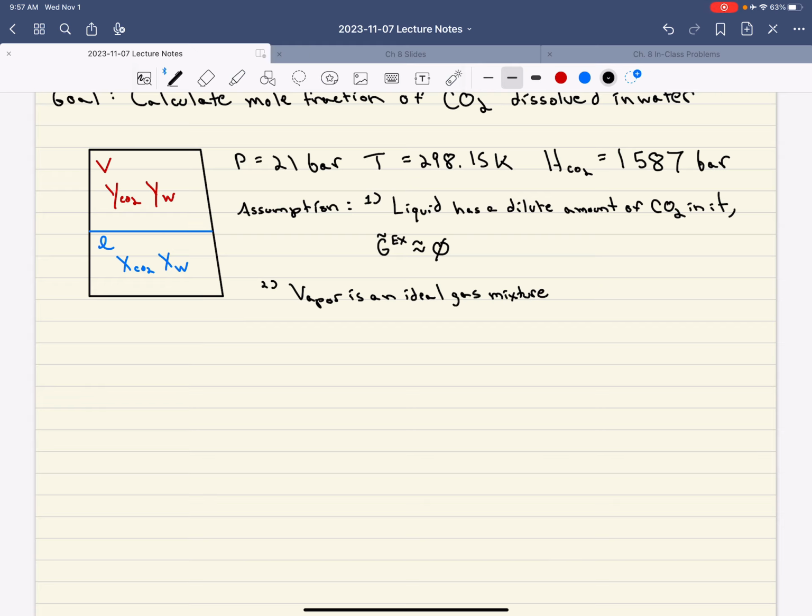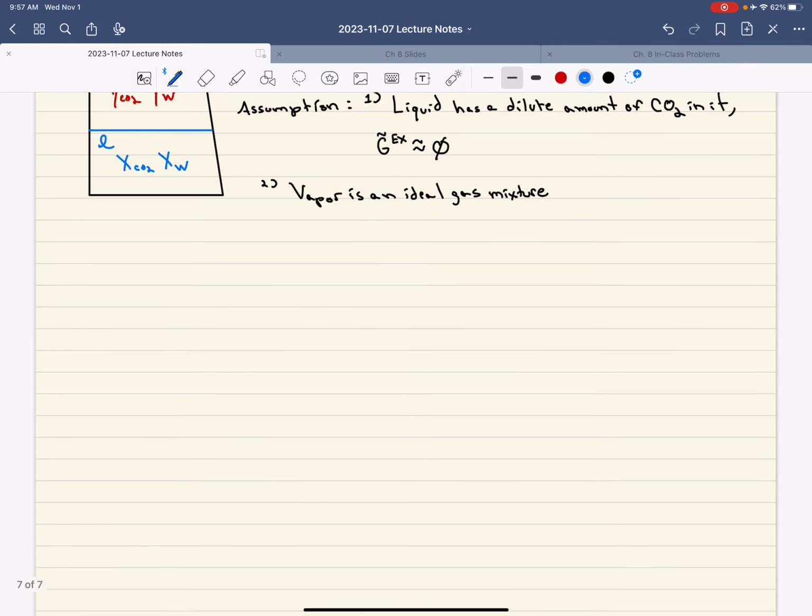What we want to do is develop a model that allows us to relate or calculate the mole fraction of CO2 that's dissolved in the water phase. To approach this problem, we're going to use our chemical potential framework and follow the same steps that we applied in the previous problem. The first step is to define our equilibrium criteria.